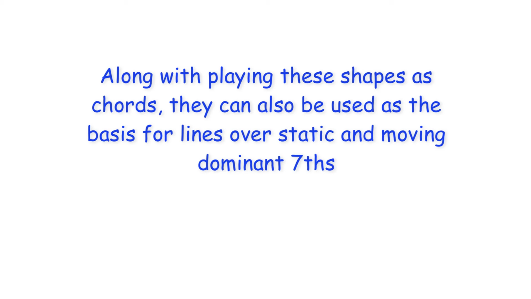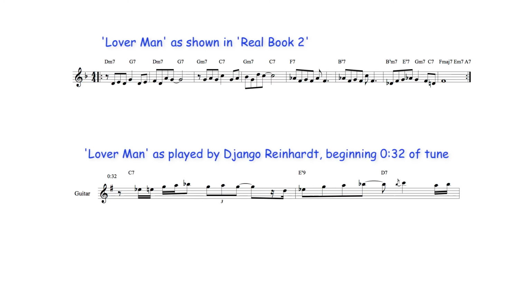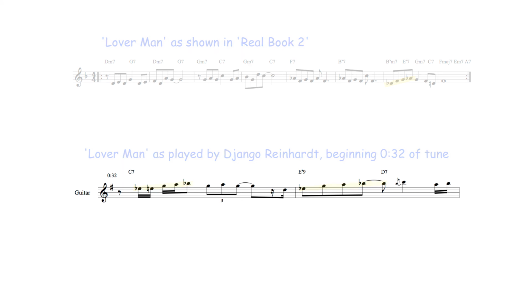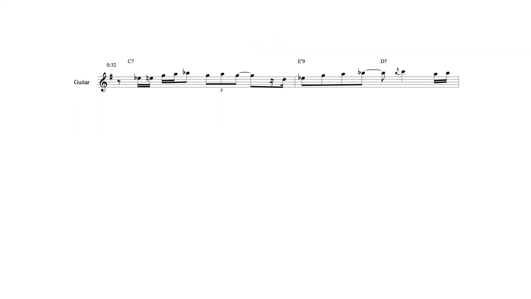In the song Lover Man, for example, Django Reinhardt uses the following 4-note chord shape taken from bar 7 of the tune, but here uses it over both the C7 and E-flat 9 harmonies. The notes of this chord shape are taken from the same octatonic scale beginning on C sharp. C sharp is a semitone above the C7 chord, while the note E, the scale's 3rd degree, is a semitone above E flat.